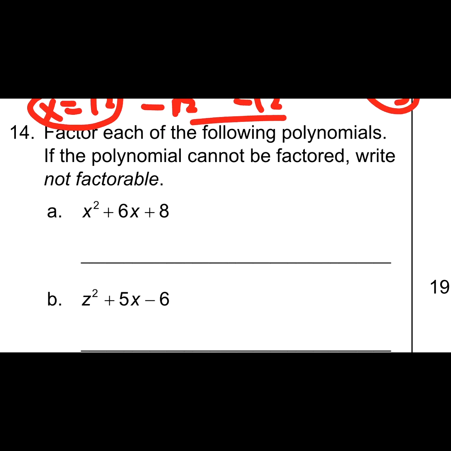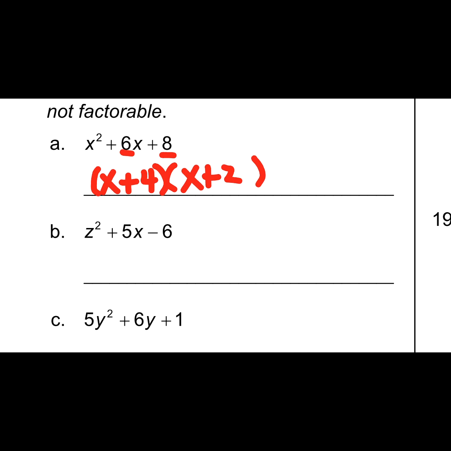If the polynomial cannot be factored, write not factorable. So we can try factoring these two. So we got x and x. Two numbers that multiply to get 8 and add up to get 6 are 2 and 4. So it will be x plus 4 and x plus 2. And then this one right here, the letters are not even matching, so we really cannot factor this. So it's not factorable.